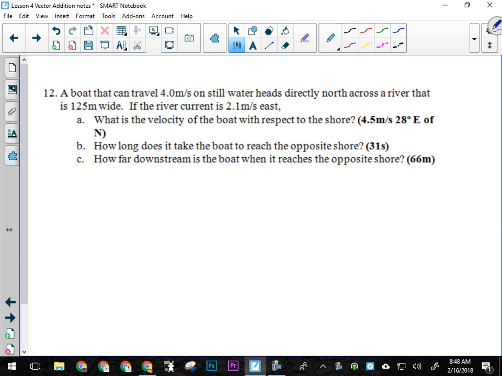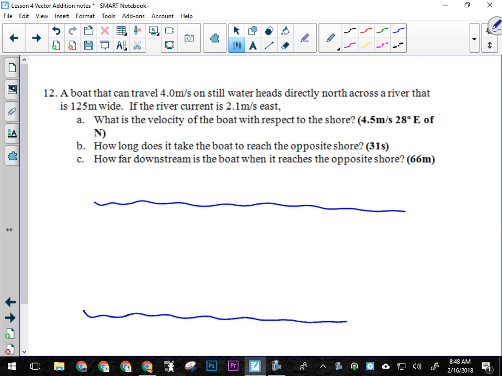All right, so with our boat questions, first thing we do is draw the river. There's actually a mistake on the key for this one, and it just has to do with where the direction is measured from. So we have this boat that can travel at 4 meters per second on still water, and it's heading directly north across the river. That means it's doing this. Well, it's trying to do this. What is it actually going to be doing?